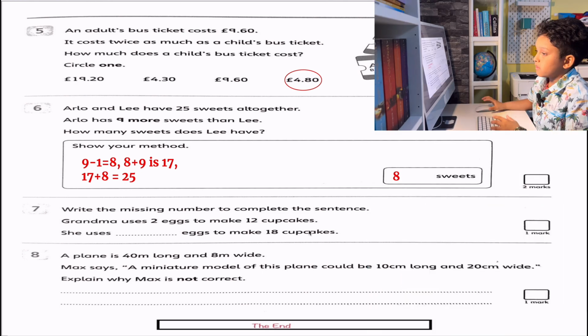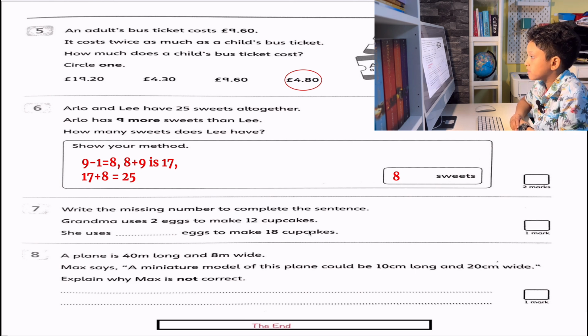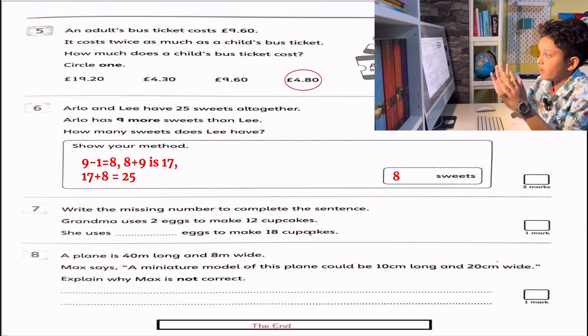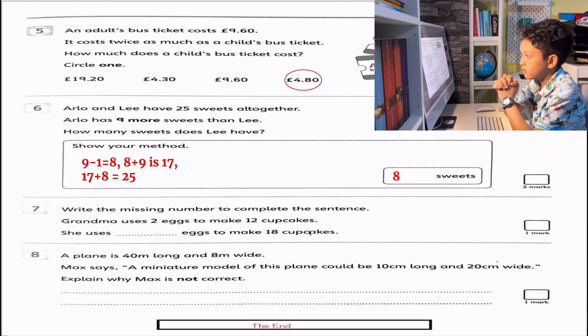So, let's do number 7. Question 7. Write the missing number to complete the sentence. Grandma uses 2 eggs to make 12 cupcakes. Yes? She uses ... eggs to make 18 cupcakes.